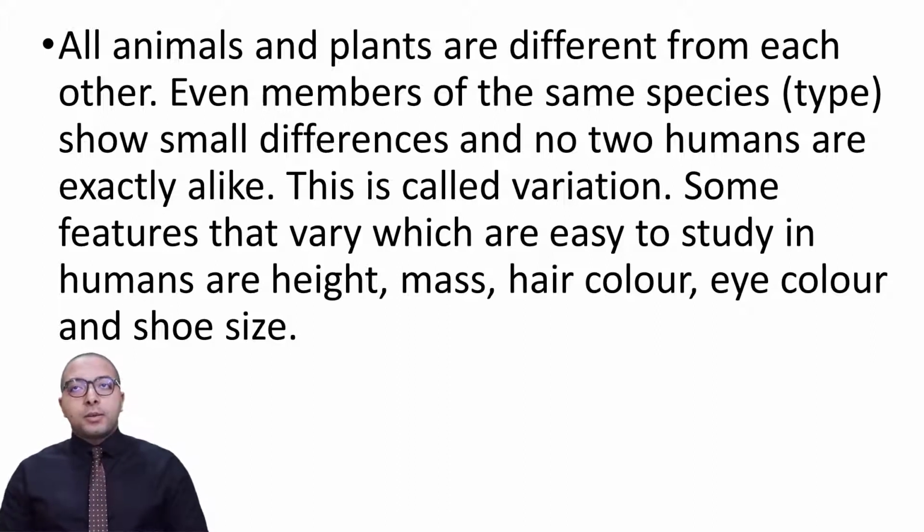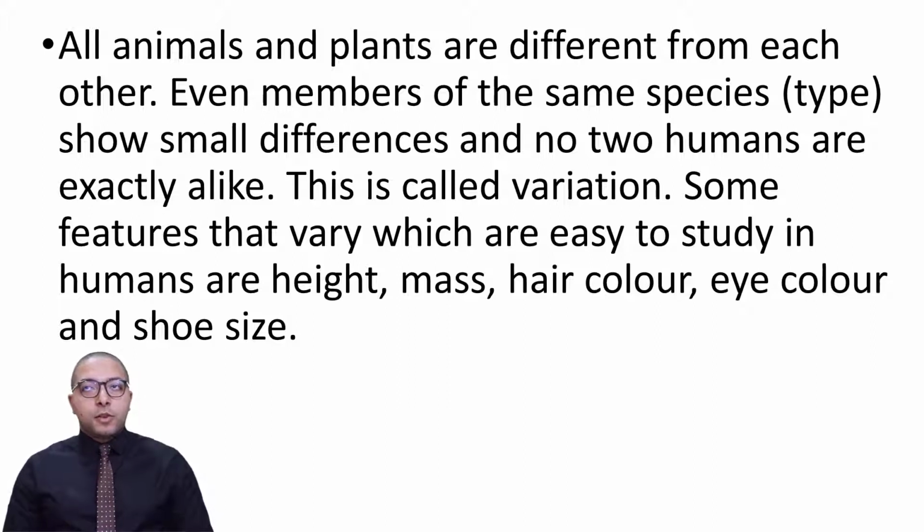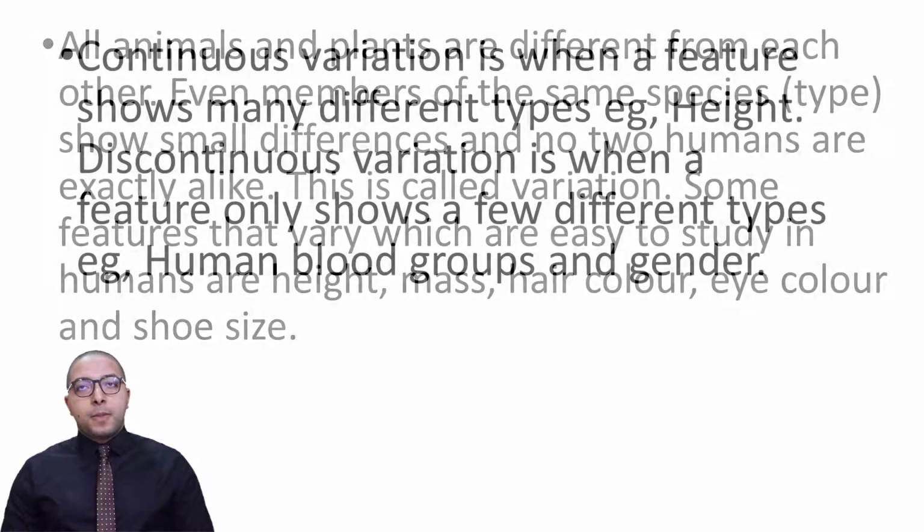As you know, all animals and plants are different from each other. Even members of the same species show small differences, and no two humans are exactly alike. And this is what we call variation. Some features that vary, which are easy to study in humans, are height, mass, hair color, eye color, and shoe sizes. So these are the visible variations that we can find between human beings.